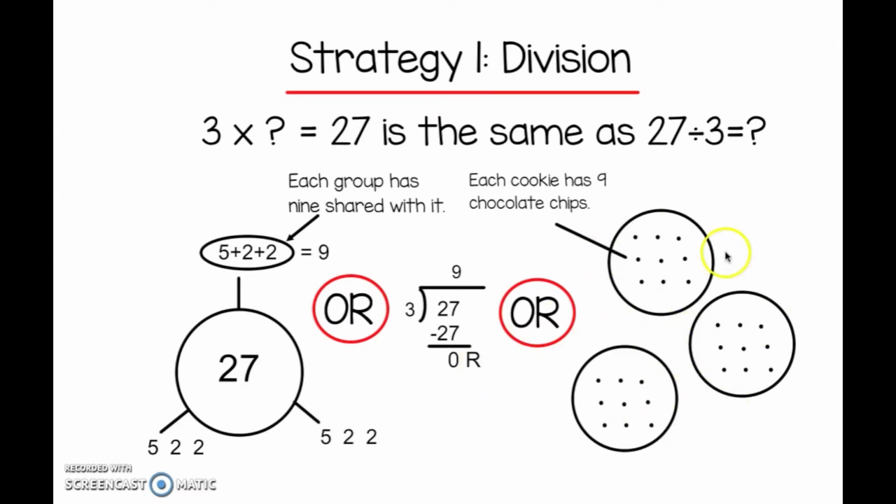The last one, the grouping, or kind of the chocolate chip cookie method, I like to call it. You share dots into each circle one at a time, and you count the dots as you do it until you get to 27. So in this case, when you do that, you end up with 9 chocolate chips for each cookie.